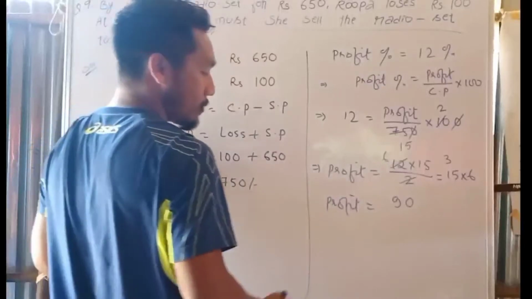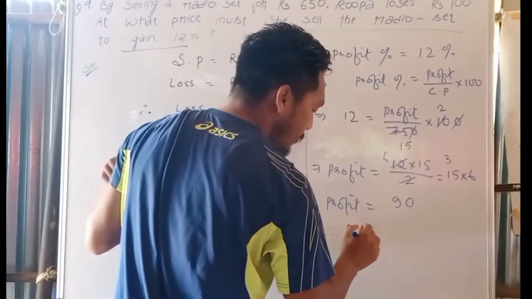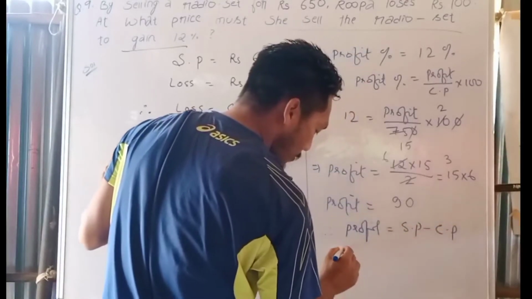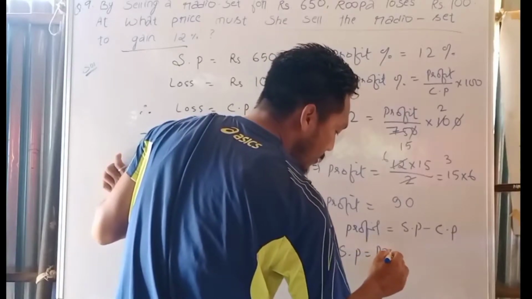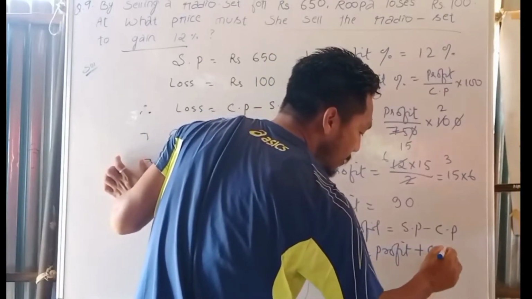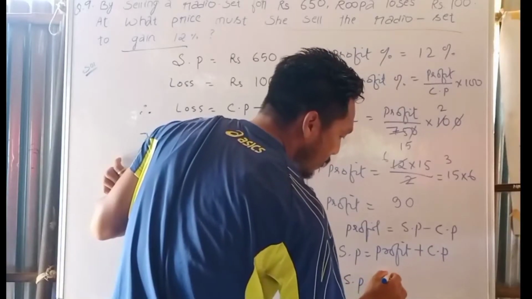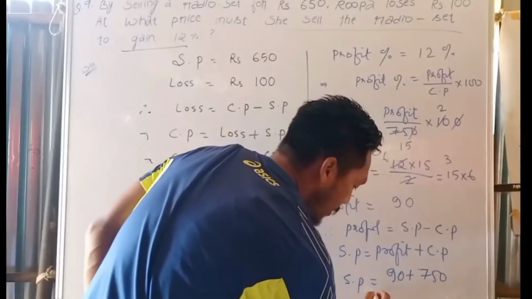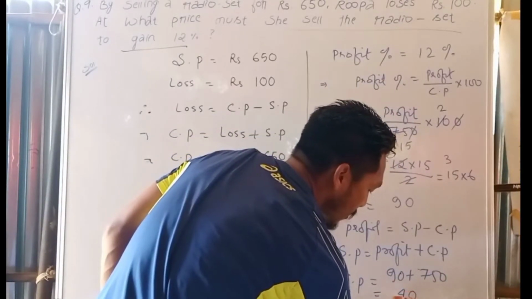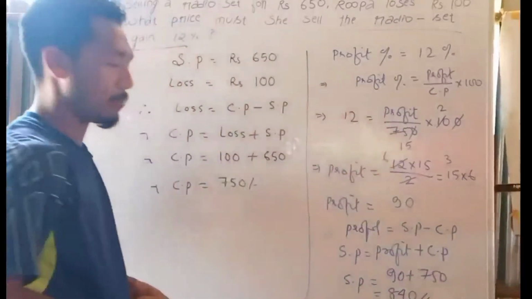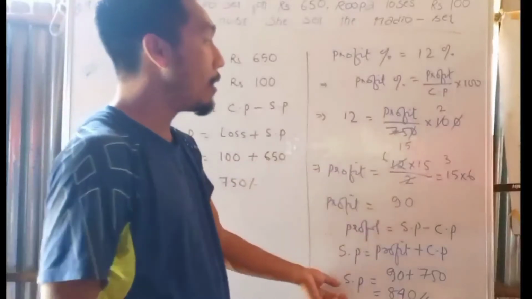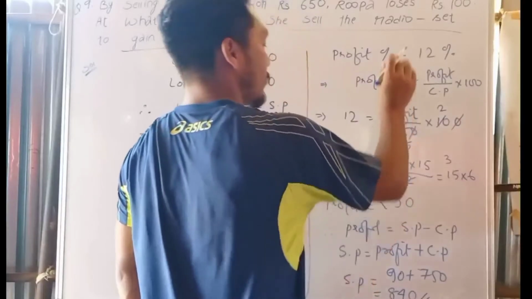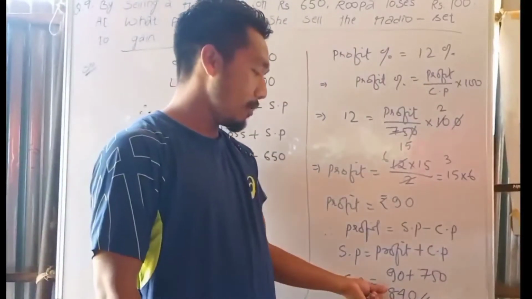Now again we know that profit is SP minus CP. Now I want to find the SP from here. SP is equal to profit plus CP. Profit is 90 and CP is 750. If I add these two numbers, the answer will be 840 rupees. If I sell it for 840 rupees, I will get a profit of 12 percent, with a profit of 90 rupees. So to get the profit of 12 percent, I have to sell the radio at 840.